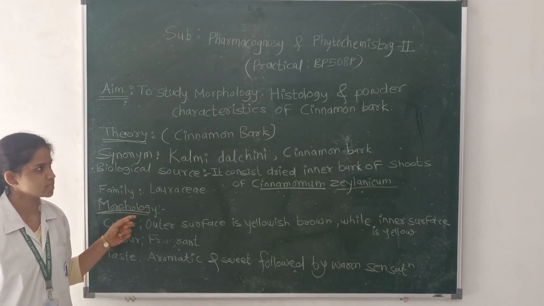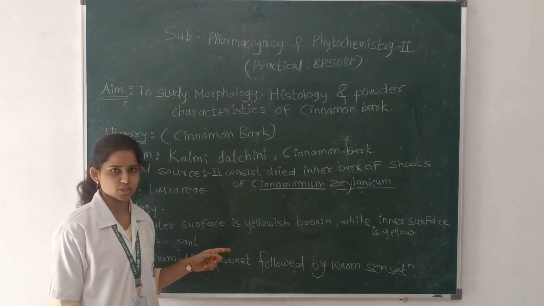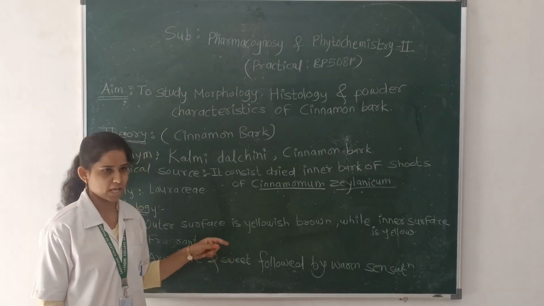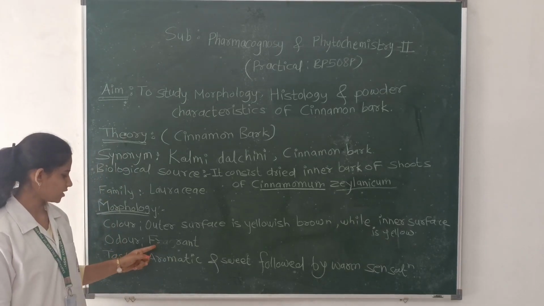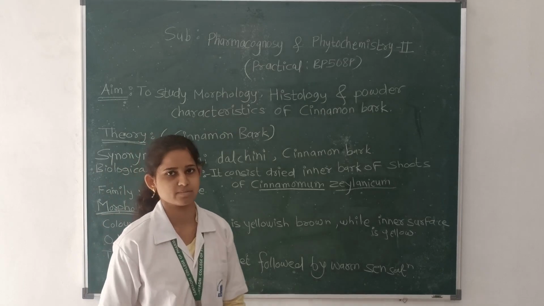Morphology characteristics of cinnamon bark. Color: the outer surface is yellowish brown, while the inner surface is yellow. Odor: fragrant. Taste: aromatic and sweet, followed by a warm sensation.